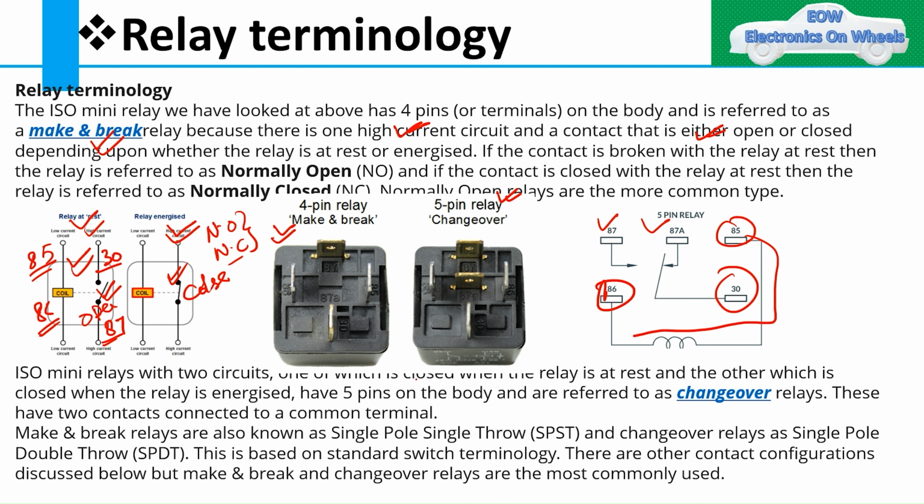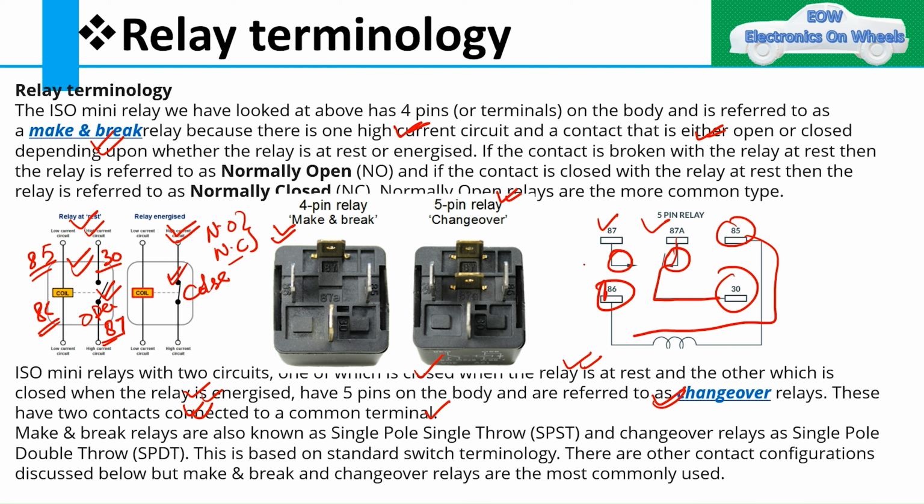So two circuits: one which is closed when the relay is at rest, so when the relay is at rest it would be a closed circuit here, and the other which is closed when the relay is energized. It has 5 pins on the body and is referred to as a changeover relay. These have two contacts to a common terminal. So this is one contact and this is the other contact.